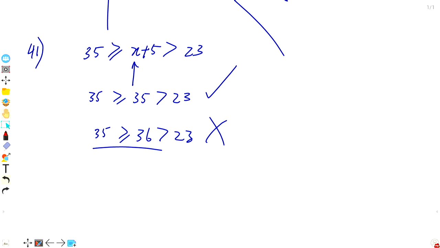You put the value to x. So the second answer is 31, right? When you put 31 here, it's 36, right? So 35 cannot be greater than 36, right?